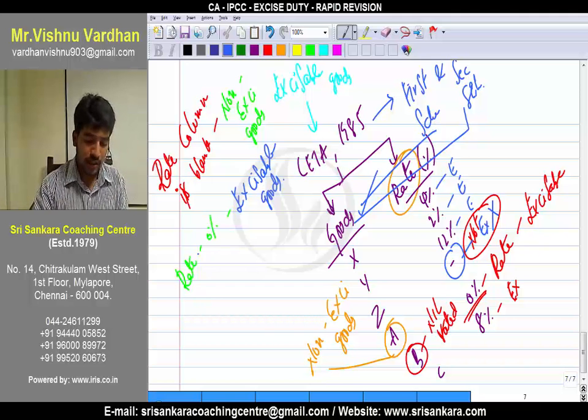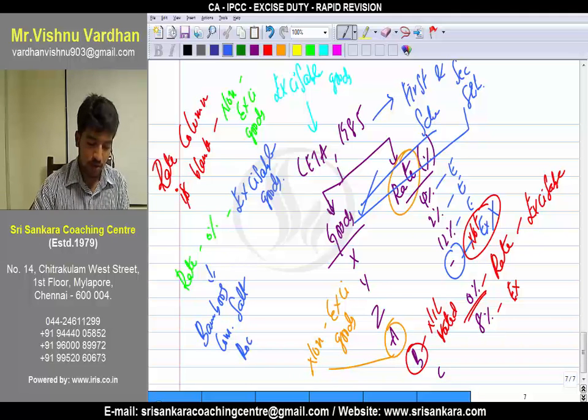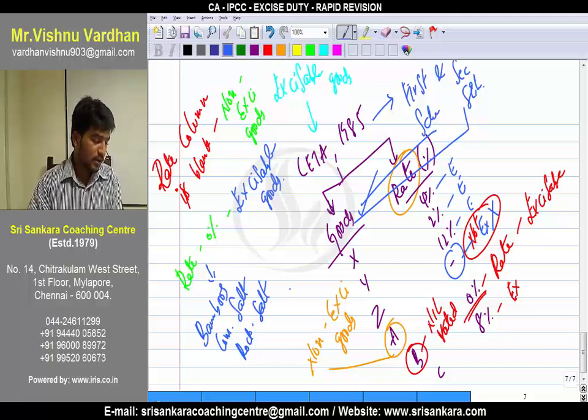So what are the goods? Any example for 0% rate? Yes, bamboos, common salt, rock salt, etc. These are the examples for nil rated goods. So okay, nil rated goods.